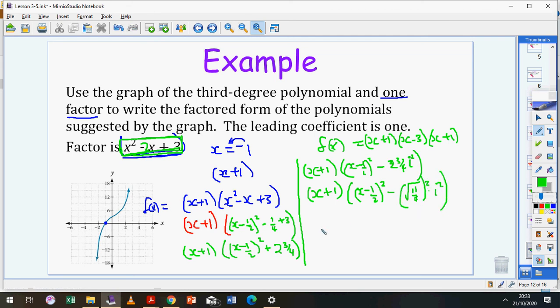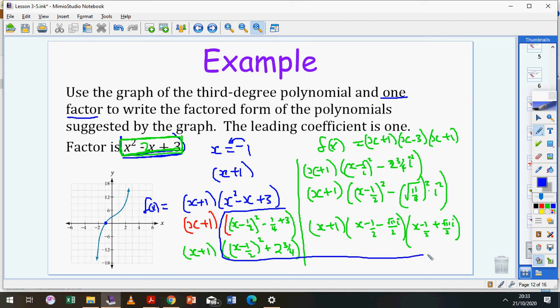So then my factors would be x plus 1, x minus half minus the square root of 11 over 2 times i, and the other one would be x minus half plus the square root of 11 over 2 times i. So those are my 3 factors. Now I realize that starting here going onwards, I've confused you with the type of approach that I decided to use on this, because I'm infatuated with completing squares.